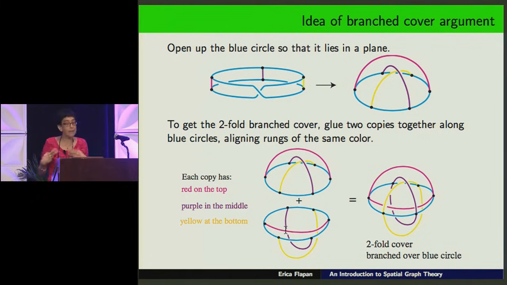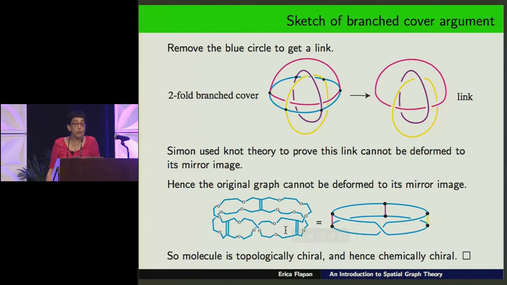And we call that the twofold cover branched over the blue circle because there are two copies of everything except for the blue circle. So the blue circle is a kind of singular set. Again, I'm not going to go into the formal definition of this. Okay, and then what we do is we remove the blue circle, and we now have a link. So knot theory has existed for over 100 years and has all kinds of techniques to prove that things are different from their mirror image.